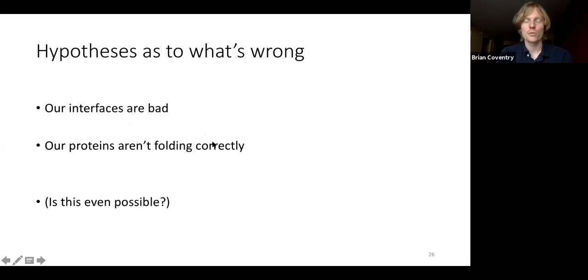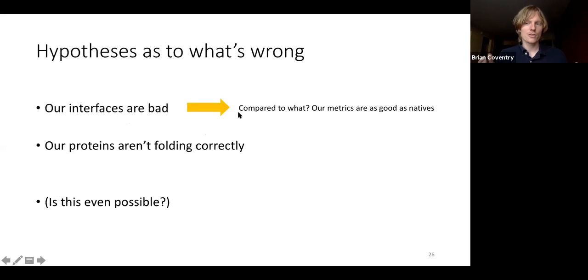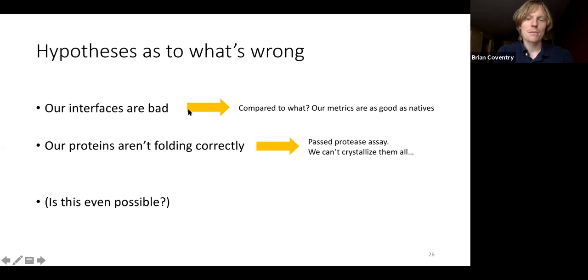And then also at the time, we had the question, is this even possible? Because, you know, it hadn't been done yet. And with the success rate of 0, that's not great. And so the problems here are, our interfaces are bad, but compared to what, right? Our interfaces had the same metrics as native interfaces. It sort of means your metrics are wrong. And then maybe our proteins aren't folding correctly, but they all pass the protease assay.